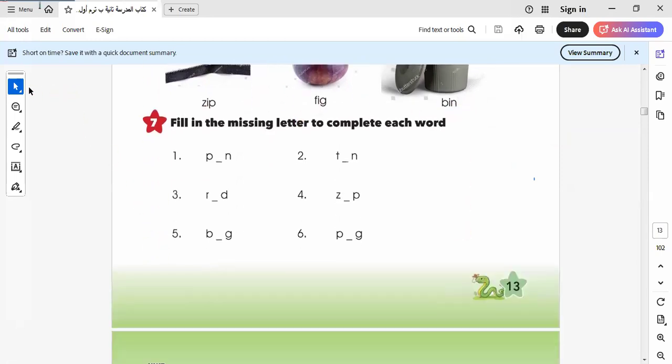So let's do this exercise. Here is bin. Here is ten. Here is zip. Here is big. Here is red. Here is zip. Here is big, and big.